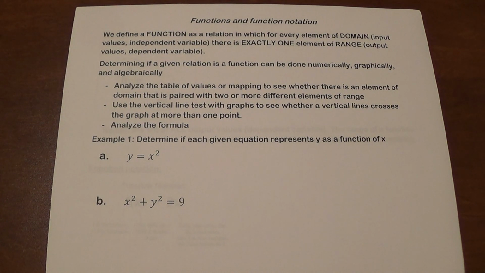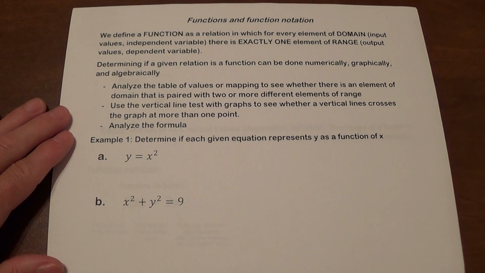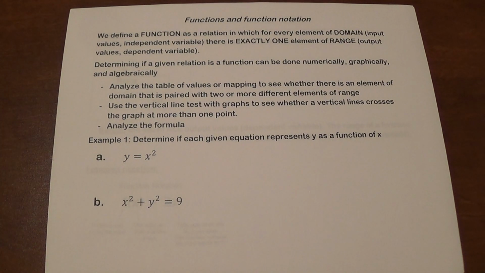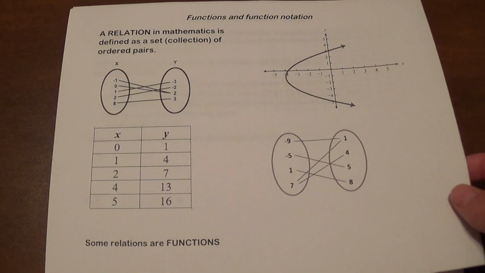the relation is presented. So you can analyze a table of values or mapping, and what you're trying to see there is that you don't have more than one element of domain. There may be a situation when the same element of domain goes with two or more elements of range. I want to show you that example.